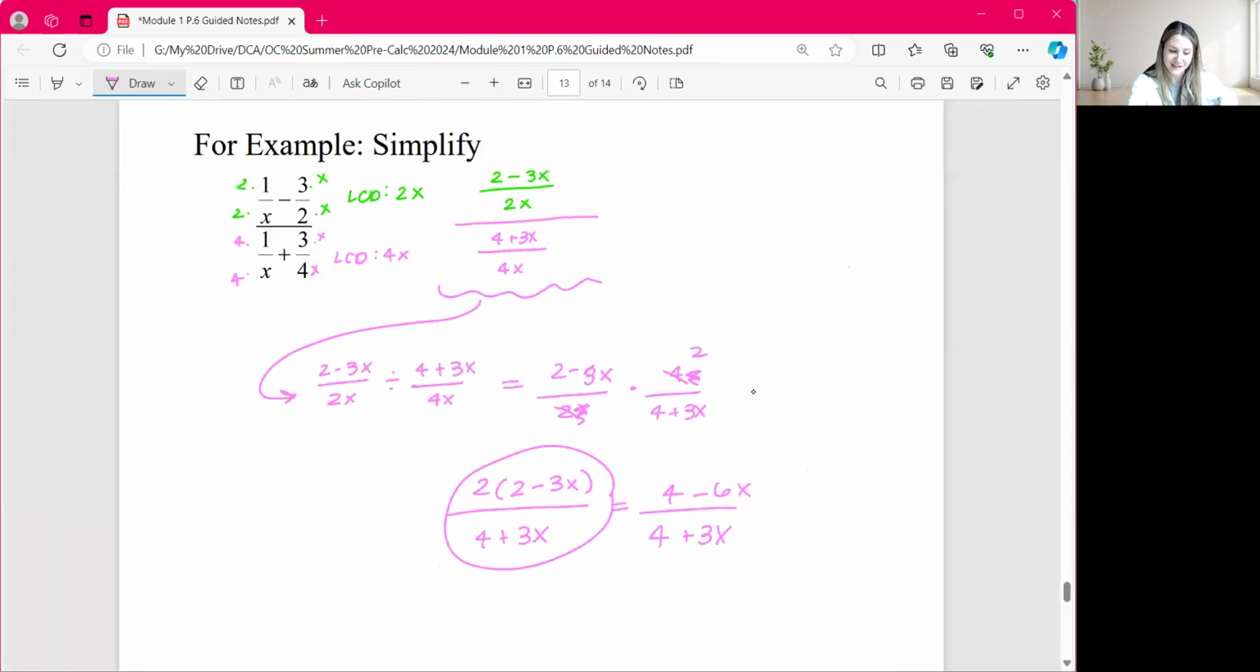Great job on this lesson, guys. There's things to talk about. We have now added, subtracted, multiplied, divided rational expressions, and even looked at complex rational expressions. If you have any questions, send them my way. If not, great job, guys.